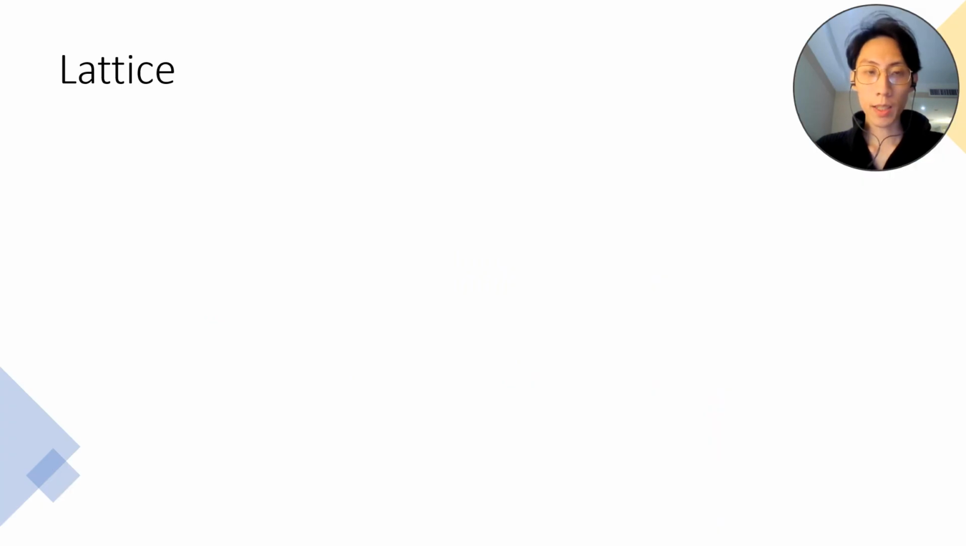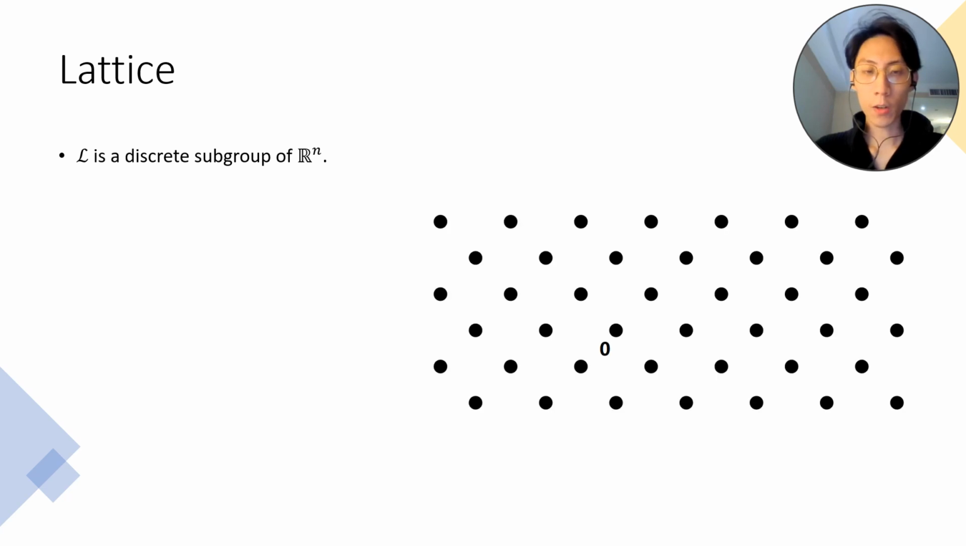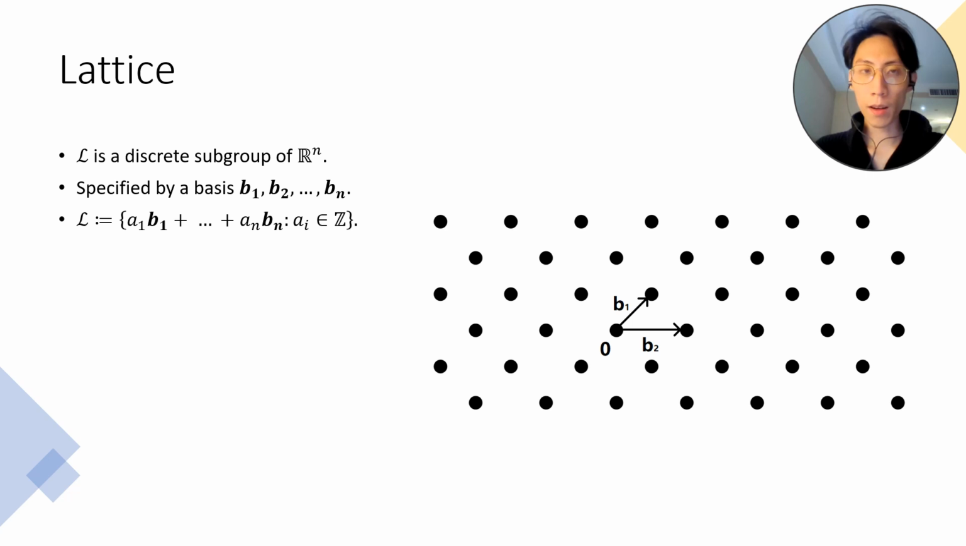Without further ado, let's jumpstart to the definition of a lattice. A lattice is a discrete subgroup of R^n. Over here, I have a simple two-dimensional lattice. Usually, we specify a lattice by a set of basis vectors. So over here, we have a set of basis vectors b1 and b2 for this two-dimensional lattice. A lattice is then generated by taking all integer combinations of the basis vectors.